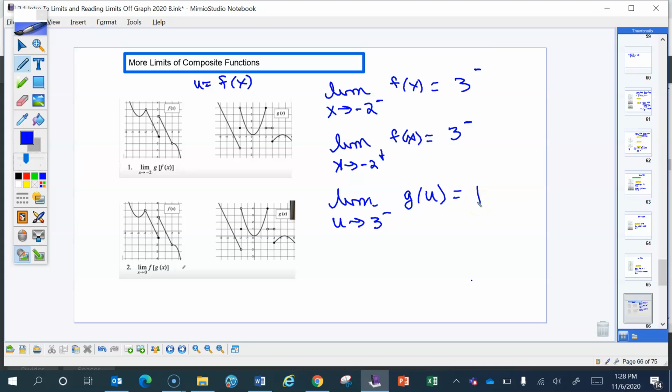So you have to take into consideration here with this one, because the answer to the first limit has a discontinuity in the second graph. You have to consider from what part of 3 you are approaching. So let's try another one here. Maybe it'll make a little bit more sense when we're done the second one.